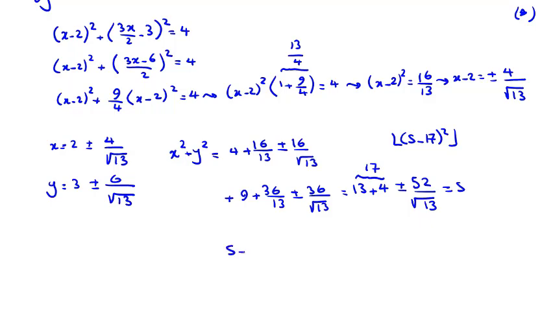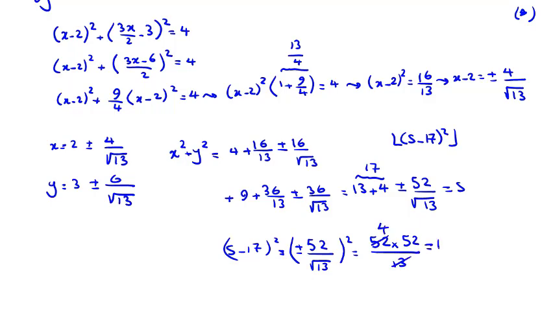So s minus 17 squared will be what? Will be 52 over root 13 plus minus, because you take 17 to right side, squared. So it will be 52 times 52 over 13. If we divide, it will be 4. Oh, sorry, 2 times this is 104. We multiply by 2, or let's correct it. 4 times 2 is 8, 4 times 5, 20. So the answer is 208.